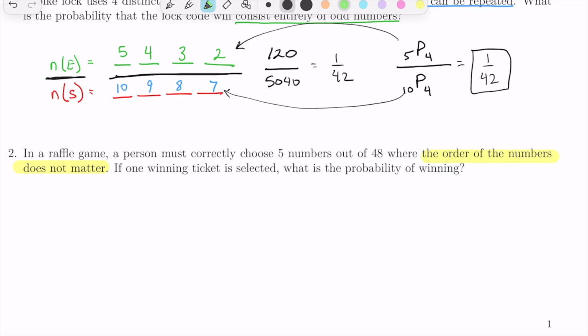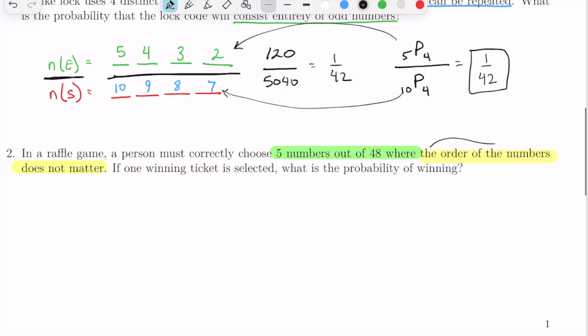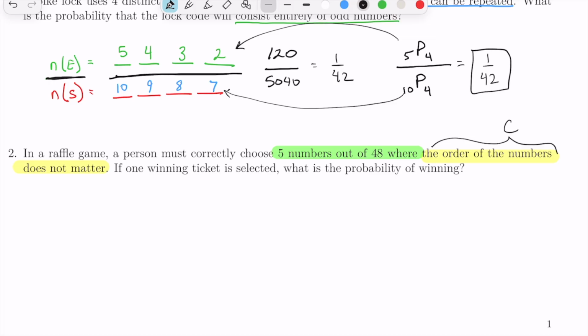Well, let's do the denominator first. The denominator is usually the easiest thing to think about. 5 numbers out of 48 where the order doesn't matter. So that means then that we are going to be using a C, right? Because this is a combination where the order doesn't matter. So the number of elements in our sample space is going to be 48C5.